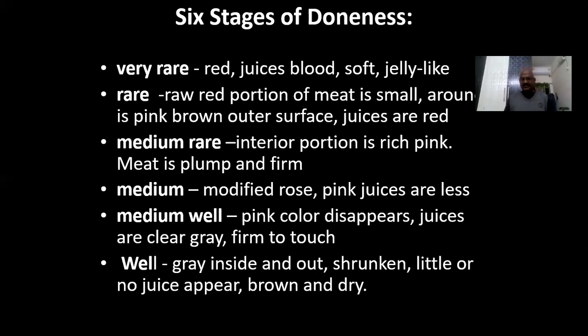Six stages of doneness. These six stages apply to the cooking temperature for some red meats mostly, and some white meats also. Some meat should be well done, some medium well, some rare. In Western countries like America, mostly they like rare. So: very rare, rare, medium, medium well, and well done. These are the methods you apply while cooking the meat.